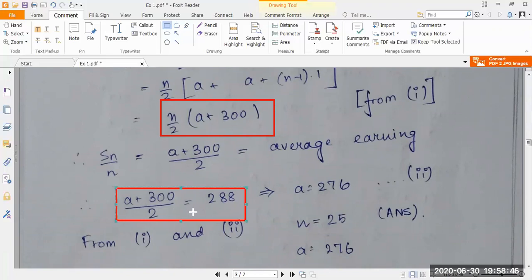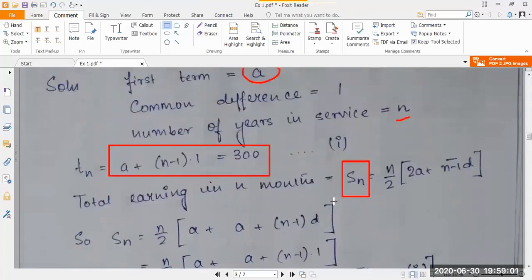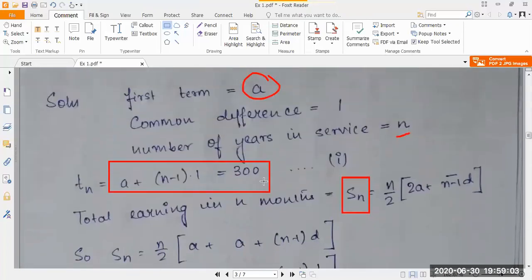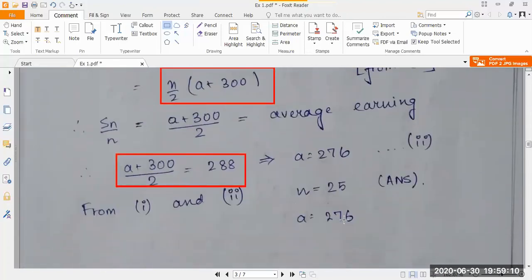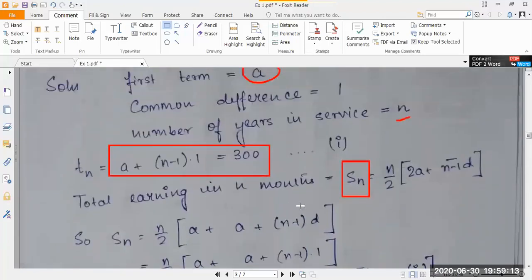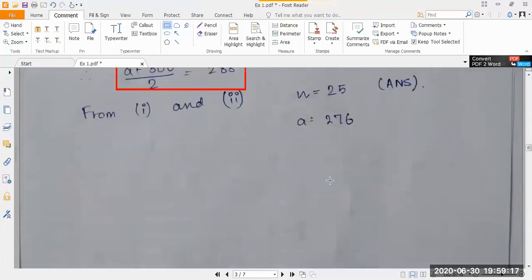This is a simple equation in a. So solving that, we get the value of a to be 276. Next, putting this value of a equal to 276 in equation 1, we get the value of n. So the question of the sum was, how long has he served? So n equal to 25 and a equal to 276.